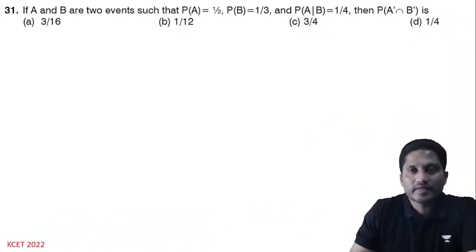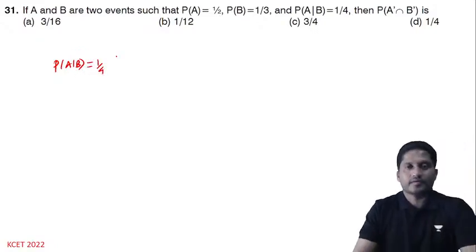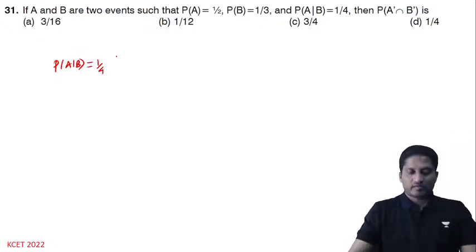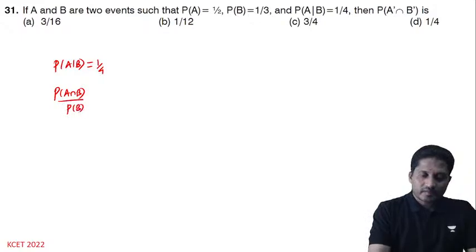If A and B are two events, P of A given B is equal to 1 by 4. Now P of A given B is equal to P of A intersection B divided by P of B is equal to 1 by 4. Now if I cross multiply, P of A intersection B is equal to 1 by 4 into P of B.